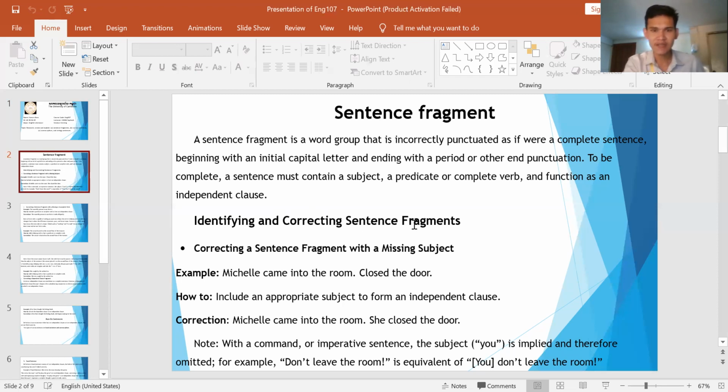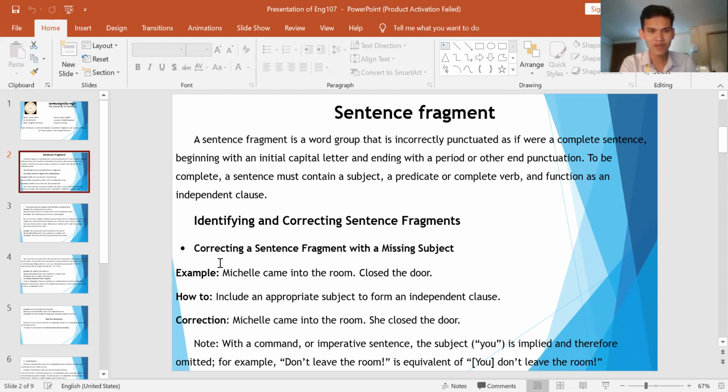Identifying and correcting sentence fragments. How to know what is a fragment and how to correct it. If you don't know whether a sentence is a fragment or not, after I present, you will know and you will be able to identify what a sentence fragment is. Correcting a sentence fragment with a missing subject. If a sentence doesn't have a subject, we call it an incorrect sentence. So you need to add the correct subject.